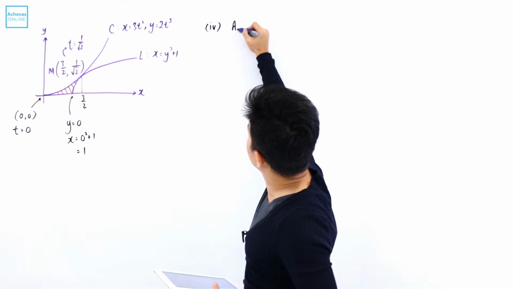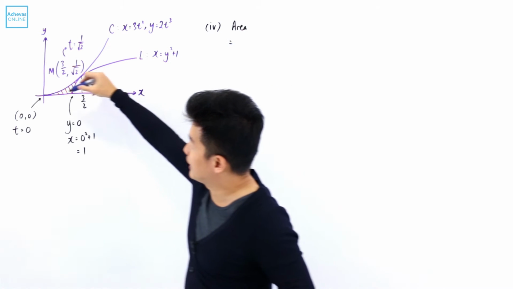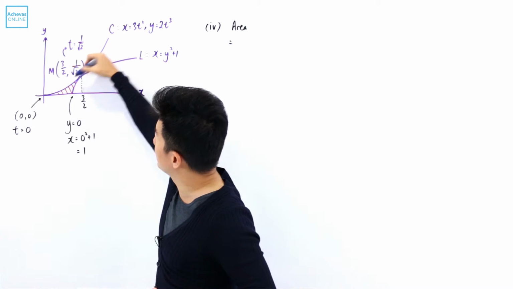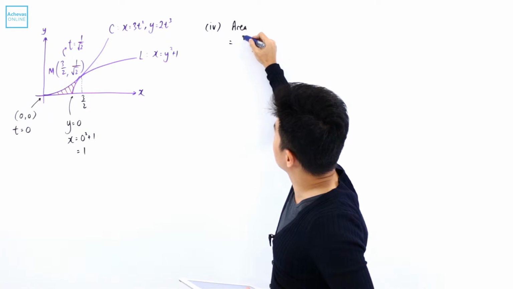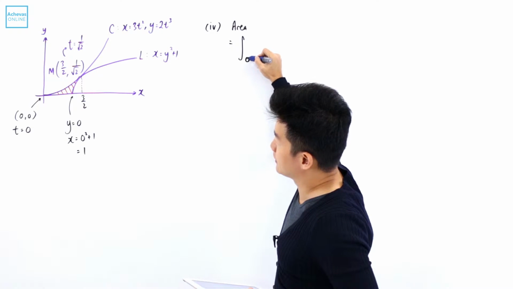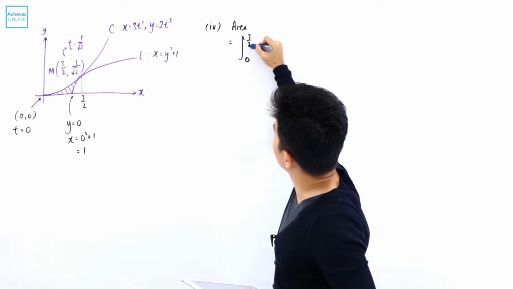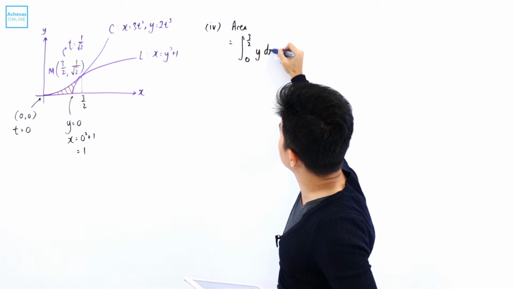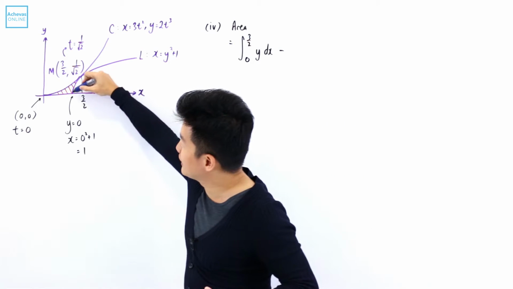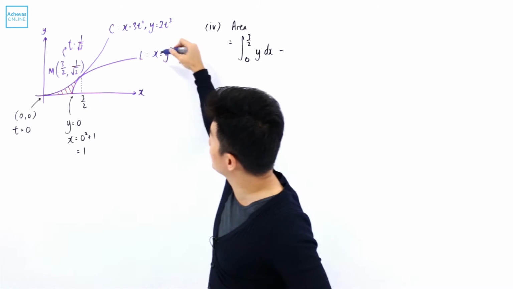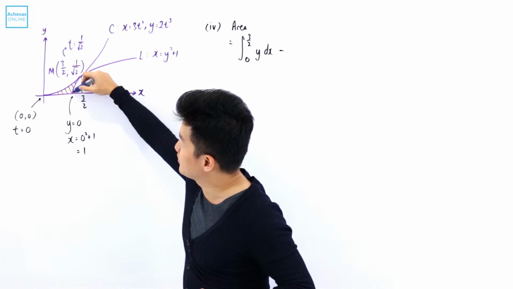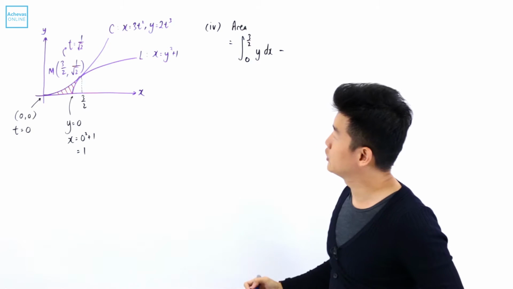So the area that we are talking about, it is going to be the area between this curve, curve C, and the x-axis. So it is integration from 0 all the way until 3 over 2 of y dx, minus away this region here, which is integration of this curve with respect to x, from 1 all the way until 3 over 2.